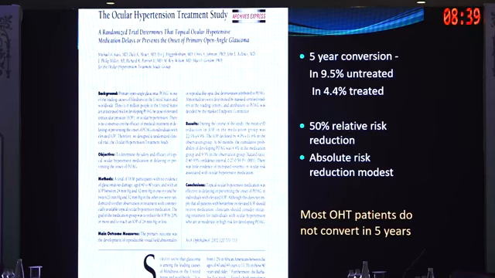Absolute risk reduction was modest. Most OHT patients do not convert to POAG in 5 years. So this was what was found from this study, unless the patient has some high risk criteria.